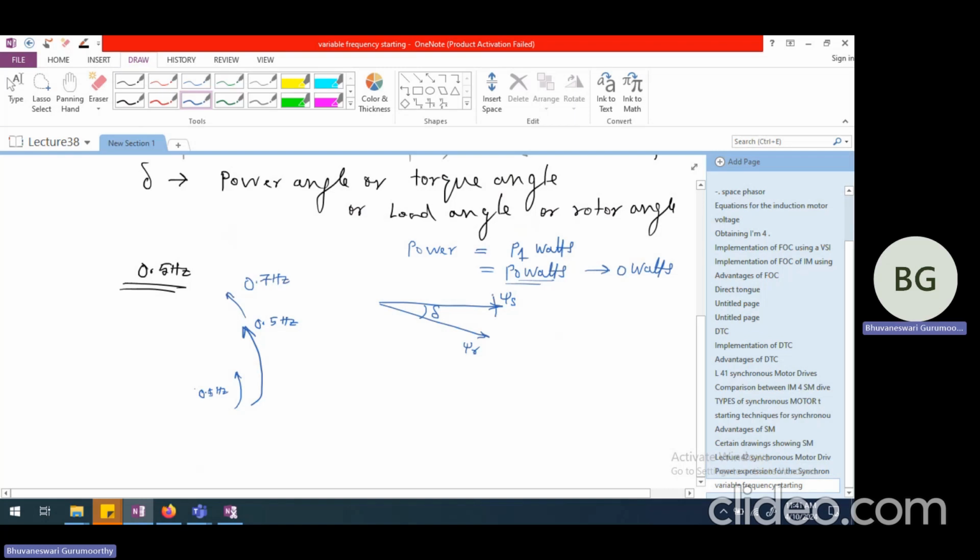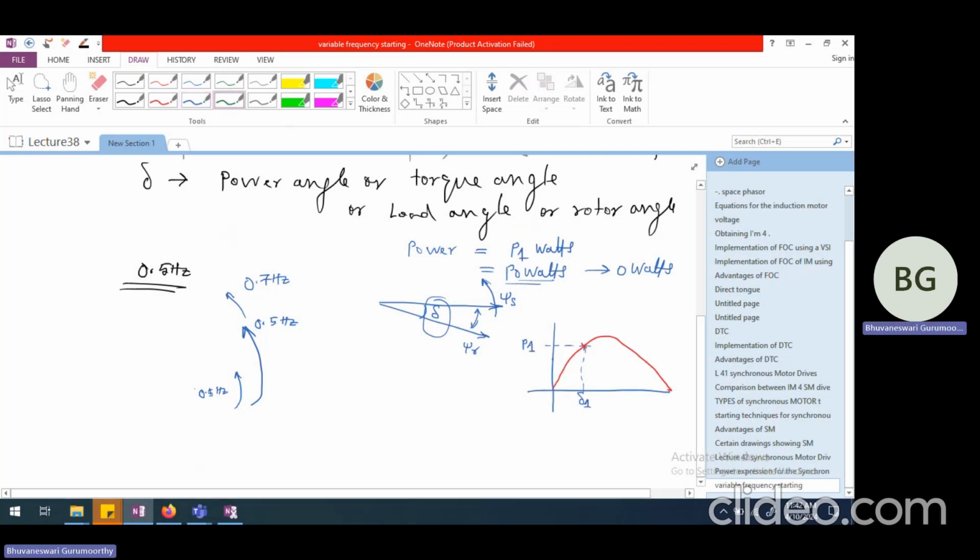Because it is 0.7 hertz, I'm going to have my stator revolving magnetic field increasing its speed from 0.5 hertz to 0.7 hertz. So now again, delta will start increasing. What will happen in terms of the power is, if this is the original power angle curve, initially delta was probably here because there is a difference between psi s and psi r. We are going to have delta 1 at this point, and P1 that was generated was here.